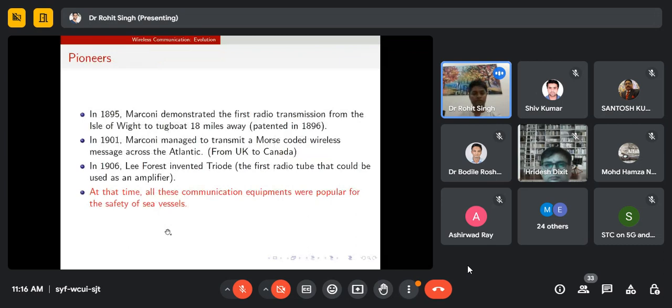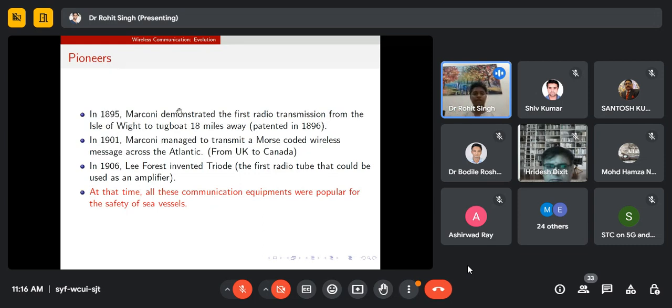Next, it was in 1895 when Marconi demonstrated the first radio transmission communication through the Isle of Wight. So the first communication was established between the Isle of Wight and a tugboat, which is 18 miles away. So the first communication occurred within a very minimal distance of 18 miles.